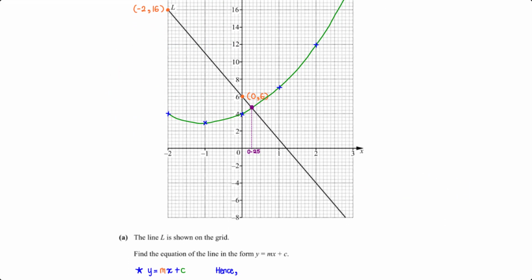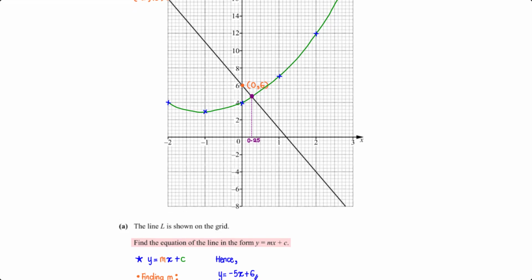The line L is shown on the grid. Find the equation of the line in the form y equals mx plus c. We need to find the values of m and c for the equation of the line. To get the values of m and c, we need to know two sets of coordinates on the line. From the grid, we are picking the coordinates (-2, 16) and (0, 6).